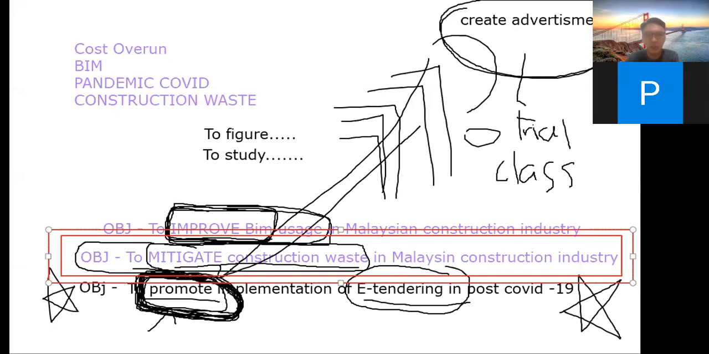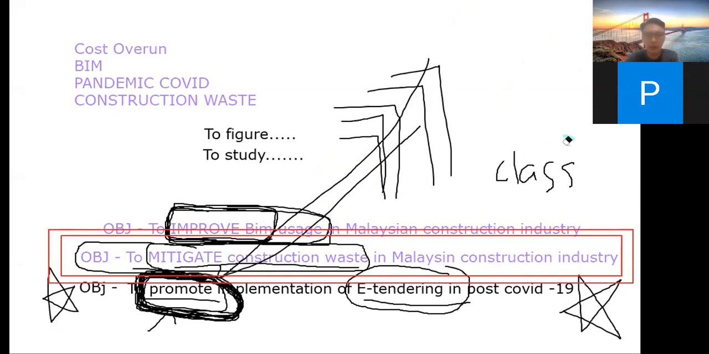So your action to mitigate construction waste is not to create an advertisement, but you are helping Malaysians to dump away the waste. Because you want to mitigate construction waste, you must help the construction industry to throw away the waste. So your action plan is to throw away the waste. Do you throw away the waste? No. So you are not recommended to write this objective.